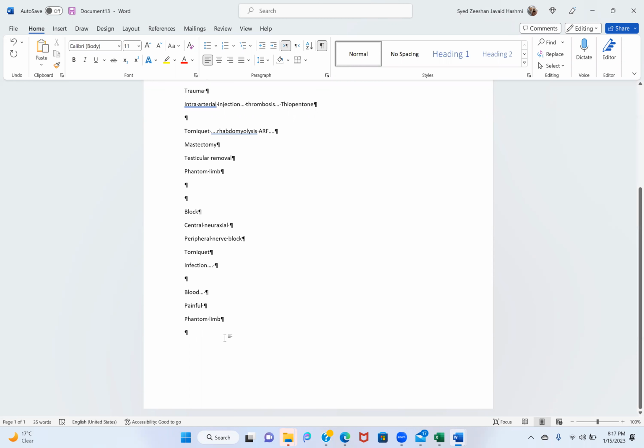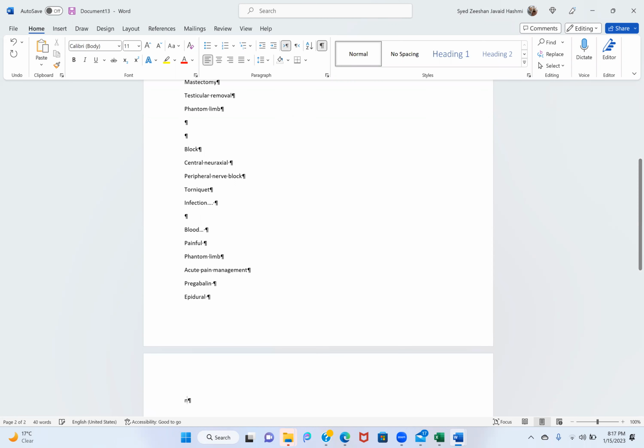Of course phantom limb pain is mainly the domain of chronic pain people, but are there any factors which you can do to prevent the happening of phantom limb pain? One of the most important factors is acute pain management. If, for example, there is a big psychological trauma, maybe you can consider pregabalin, even preoperatively. You can place an epidural, especially if it is lower limb, you can start pregabalin, and you can use nerve blocks whenever possible.